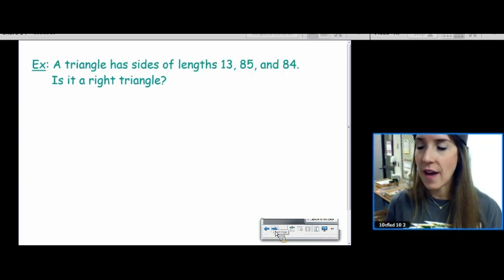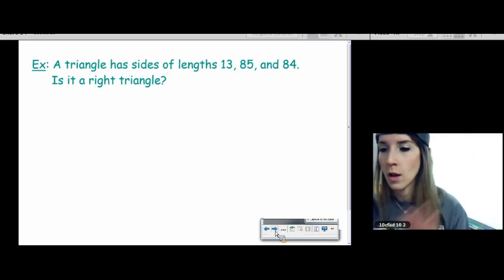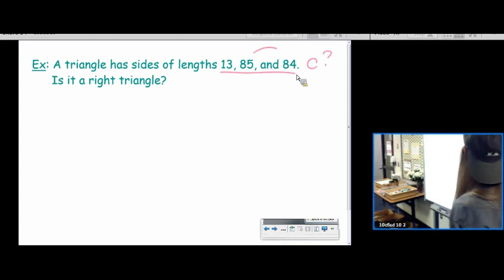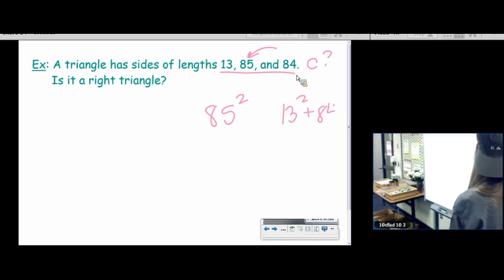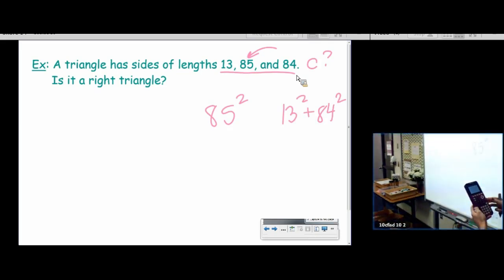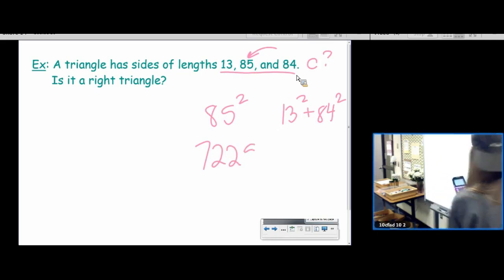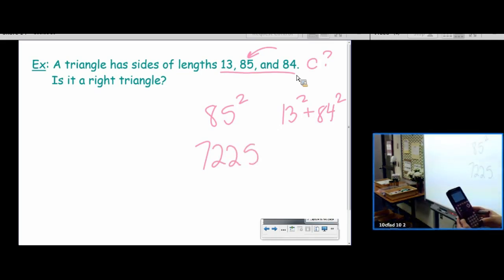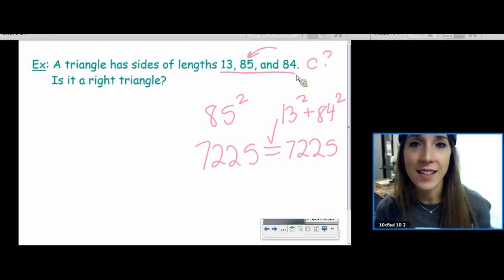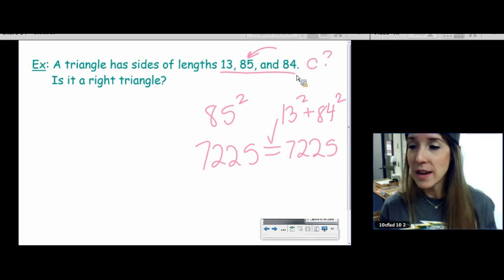Triangle has lengths 13, 85, and 84. Is it a right triangle? So once again, we write it backwards. How do we know which one C is? It is always the longest one, the largest one. All right? So 85 squared, we write that first. 13 squared plus 84 squared. Did Miss Tanton Google Pythagorean triple? Is this a Pythagorean triple? Let's see. 85 squared, 7,225. 13 squared plus 84 squared. Look at that. 7,225. So now we know how to tell, given three side lengths, whether they'll turn into a right triangle or not.